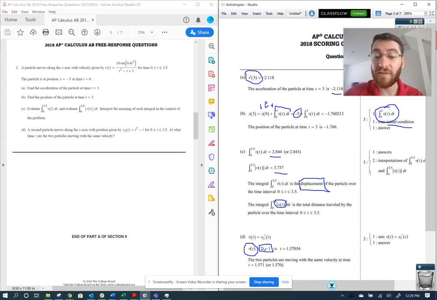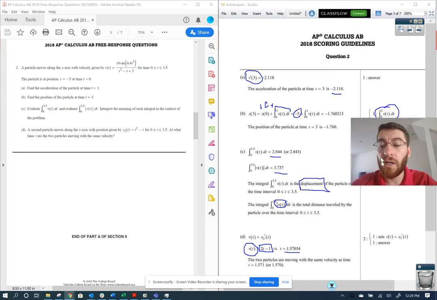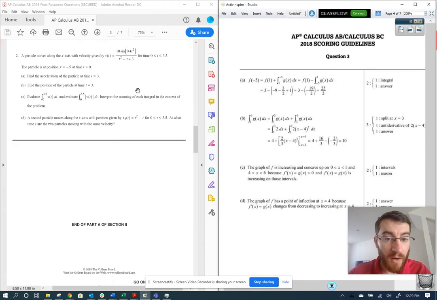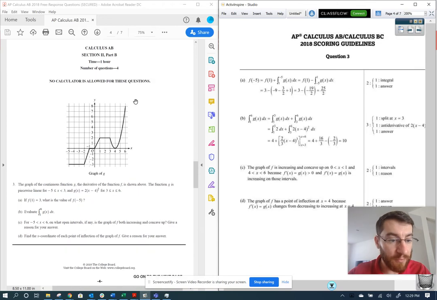If you just have this equation anywhere, then you get a point, and then you get a point for just putting it in your calculator and finding an answer. You know that on our shortened AP exam this year, it's all non-calc, but these are calc. Okay, so testing your calculator skills. Moving on. All right, so we are moving on to number 3.